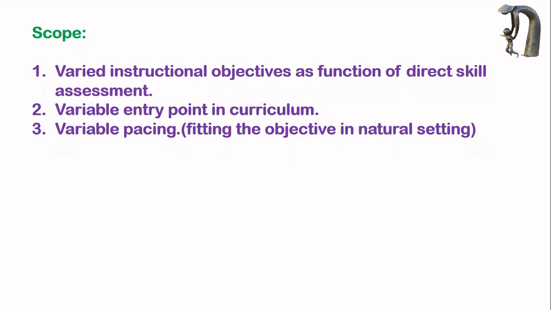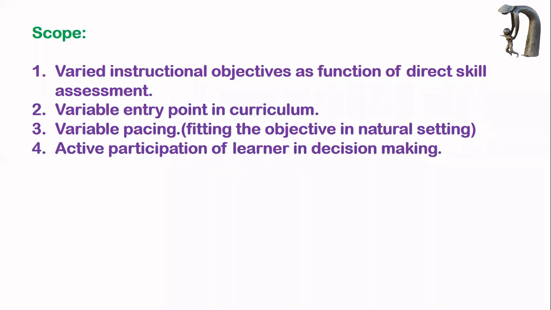Okay, now let us move to the fourth one, which is the active participation of the learner in decision making. See, in educational intervention, it's very clear that whatever you want to teach the child, that only you are going to mention. So when you mention that particular objective, the child must know how to make things better, or how the child will be using it, how the child will be participating. That's why it has a great scope.